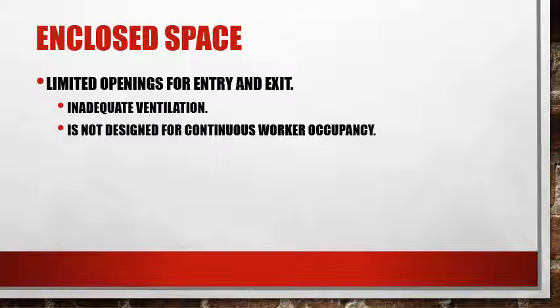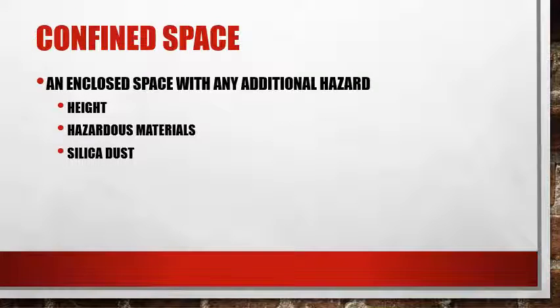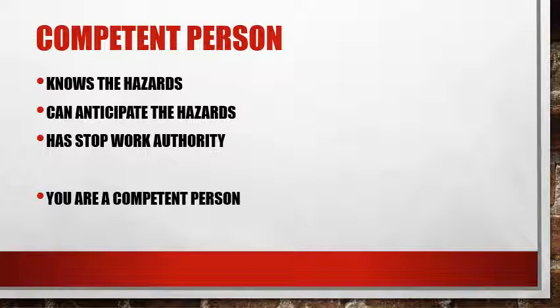So let's review. An enclosed space is any time there is limited openings for entry and exit, including inadequate ventilation or one that is not designed for continuous worker occupancy. Confined space is any enclosed space with any additional hazard, be it height, hazardous materials, or silica dust. A competent person is someone who knows the hazards, can anticipate the hazards, and has stop work authority. At GKW, you are considered a competent person.